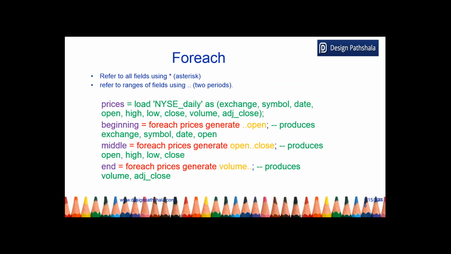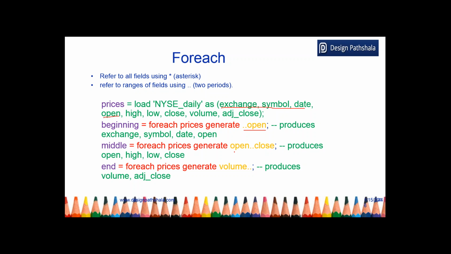Okay. So these are a few of the shortcuts which you can apply. So dot open means it will generate all the columns in the beginning, or it will assign all the columns from your prices to beginning which are till open, basically before open and including open. So beginning will contain your exchange, symbol, date and open. So for each prices generate dot open, मतलब इसकी सारी rows पढ़ेगा, ये वाले columns उठाएगा और beginning को associate करेगा. Beginning will have exchange, symbol, date and open.